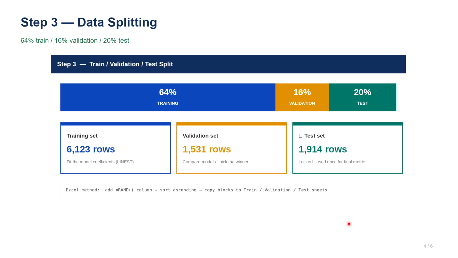Let me step back to explain how the data was divided. This underpins everything in the previous slides. I split the 9,500 rows into 3 independent sets. 64%, about 6,000 rows for training, used to fit the coefficients. 16% for validation, used to compare the models you just saw, and 20% locked away as a test set used only once at the very end.